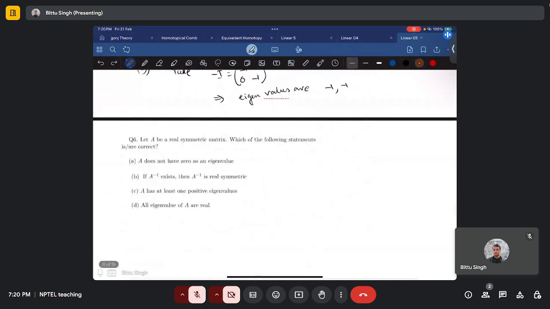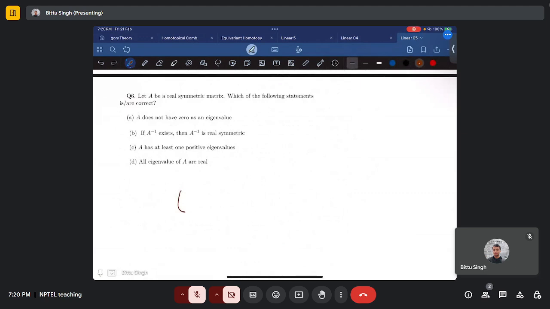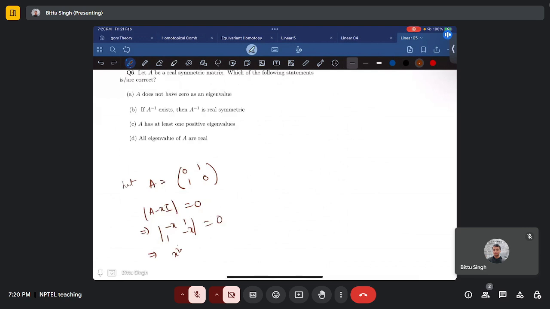Okay. So if we take this example, 0, 1, 1, 0. This is symmetric, right? But if we try to find the eigenvalues, let A equal to this, then determinant of A minus xI is 0. This means just subtract x from the diagonal and everything is fixed. This will give x square minus 1 equal to 0. So this is actually not working.